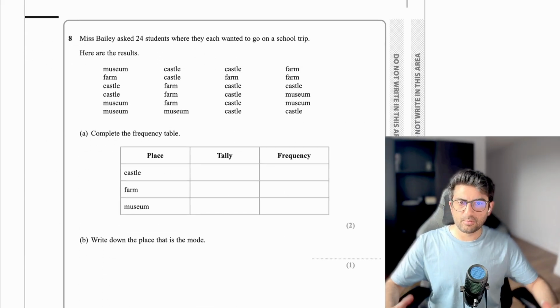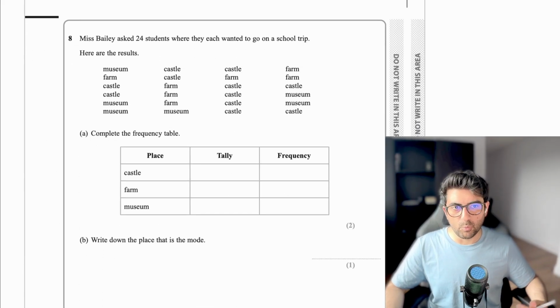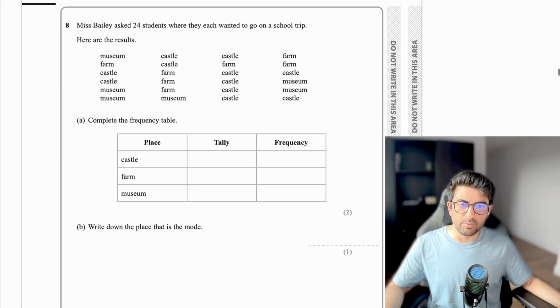Okay, question 8. Miss Bailey asked 24 students where they each wanted to go on a school trip. Here are the results. So we've got museums, we've got farms, we've got castles. And we've got to complete this frequency table.